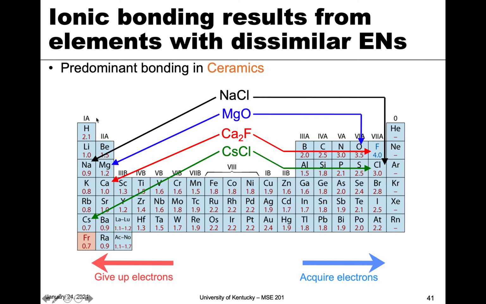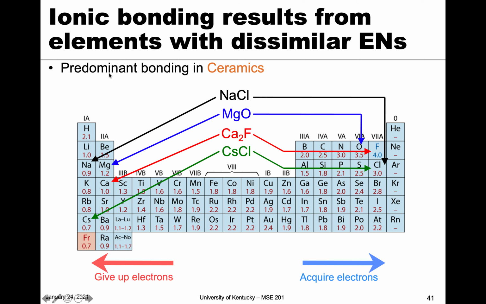All of those, as you can see, are from very different parts of the periodic table. Over here, way to the left. Over here, way to the right. So very electropositive, very electronegative. Basically, low number, high number, right? That's what we're looking for here.